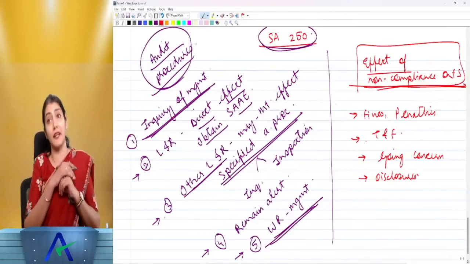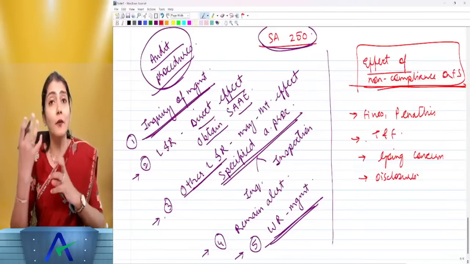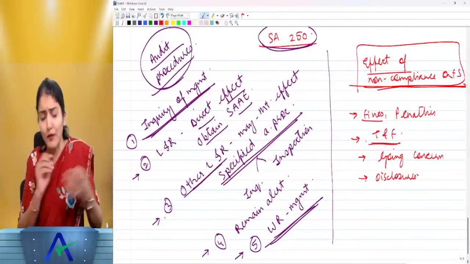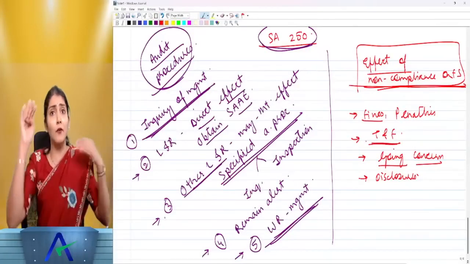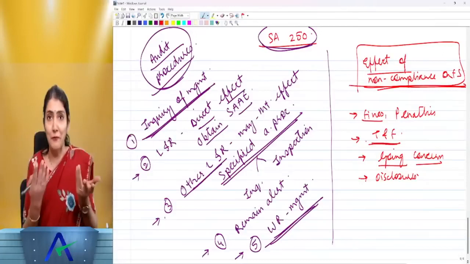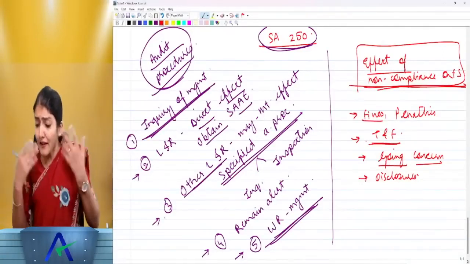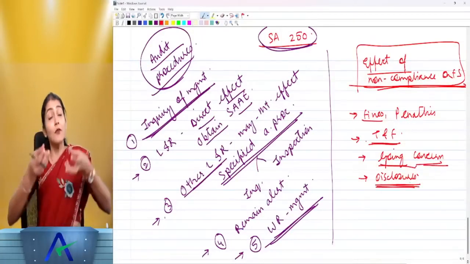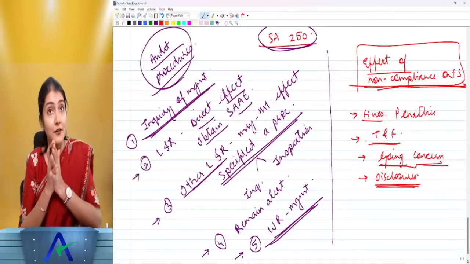Recently, this question is trending. What is the effect of non-compliance with laws and regulations? It could lead to fines. It may affect the true and fair view. It may affect the going concern. For example, if the license is being cancelled, the airline can't operate and is filing for bankruptcy, insolvency. So it may affect the going concern. It may require disclosure. So that is the effect of non-compliance with laws and regulations. Is it clear to all of you?